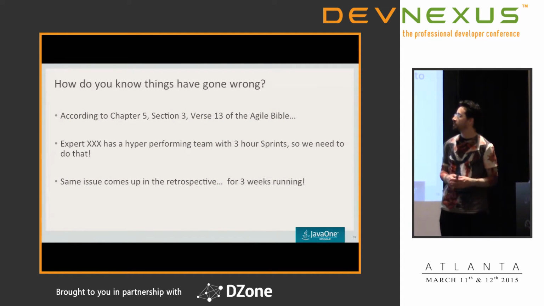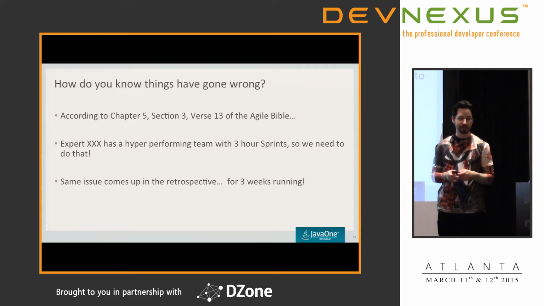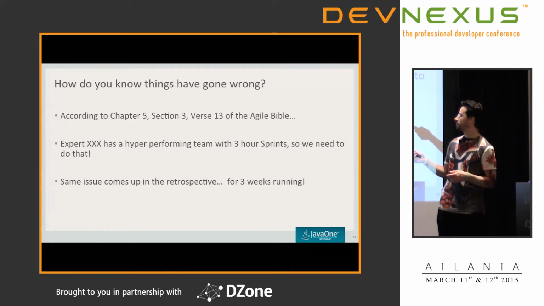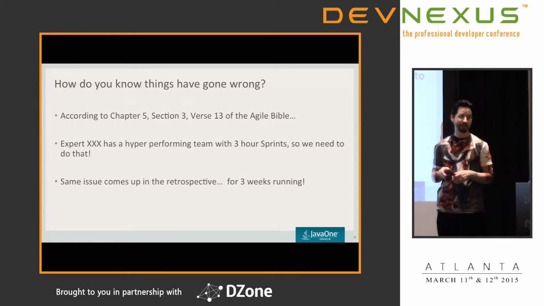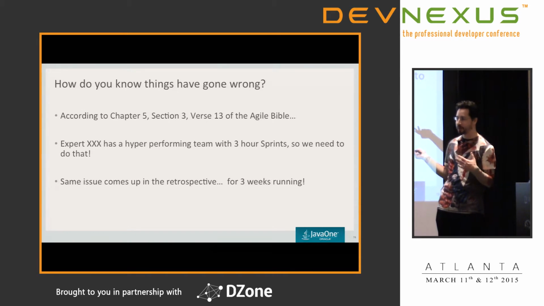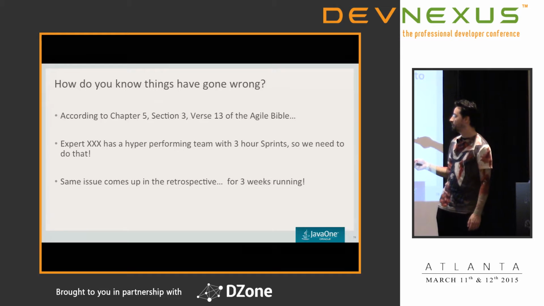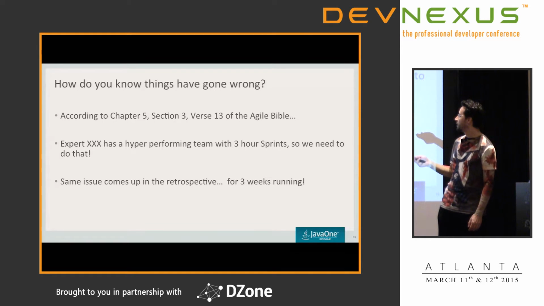So here are some of the symptoms that something's gone wrong. You're in a meeting, and somebody says, "According to blah, blah, blah in this book that I just read last night." If they can't actually relate it to what you're working on in the project, they're just using it as a wedge to make their opinion right. You want to have the discussion about what actually matters for your teams, not citing a book reference.